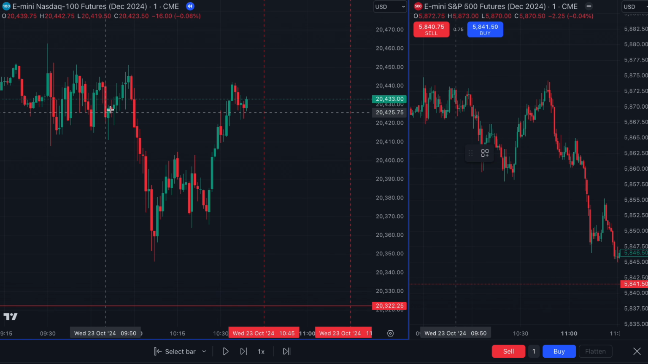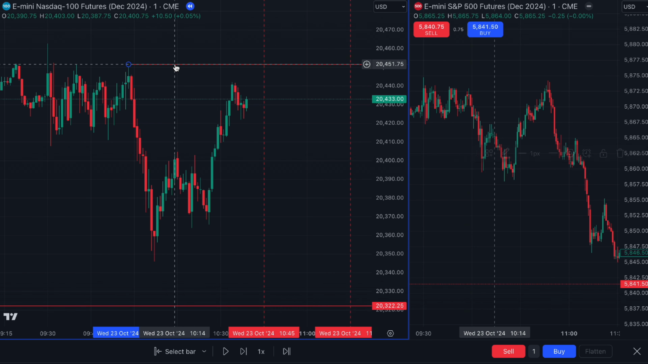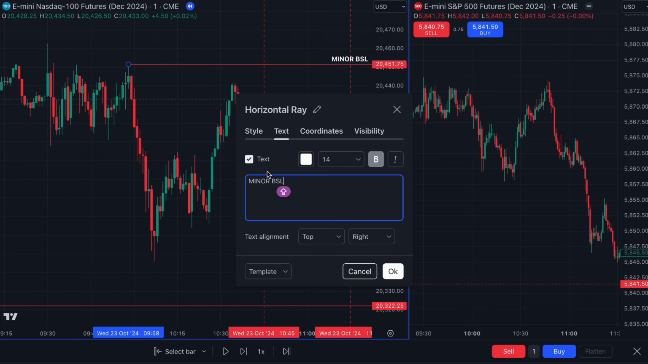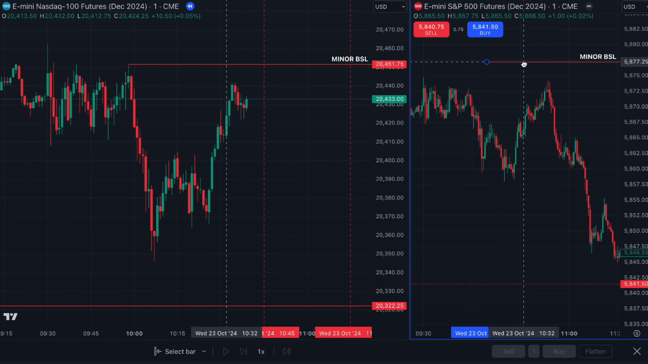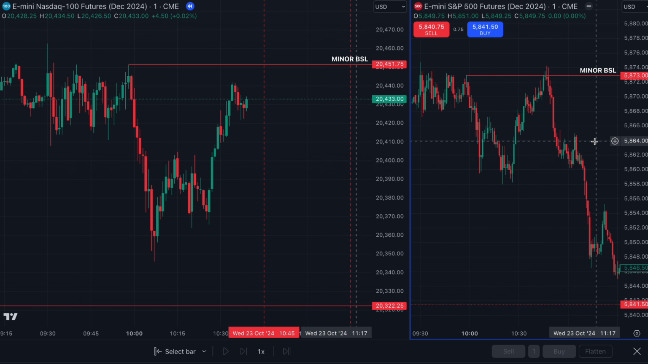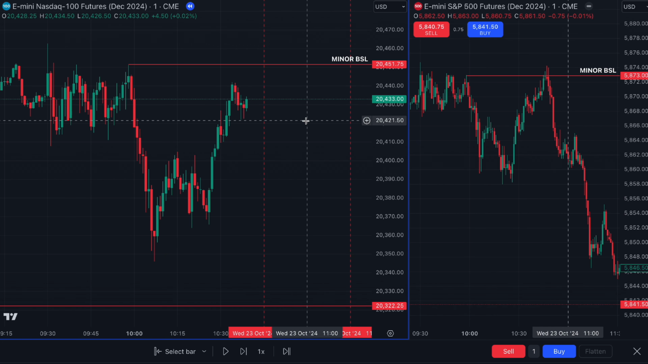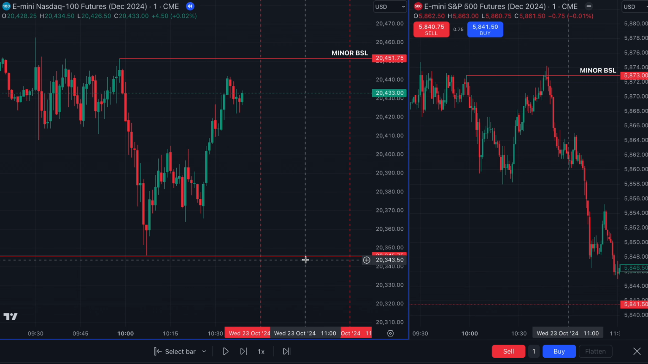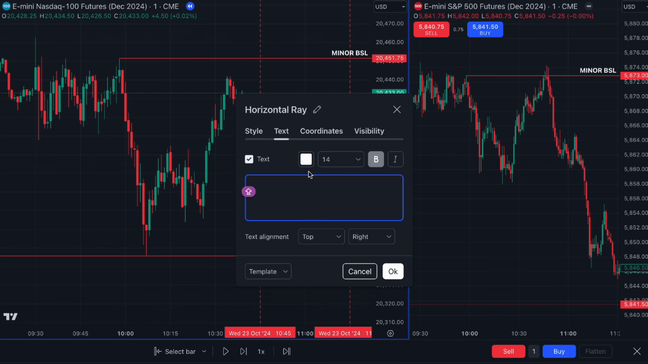And prior to the macro, I marked out this level of minor buy side liquidity on both NQ and ES, and we caught this trade live. So if you guys want to refer back to the YouTube channel and actually watch me take this live, we took this live. We only secured first TP on this trade. We have a clean pair of relative equal lows resting at 345.